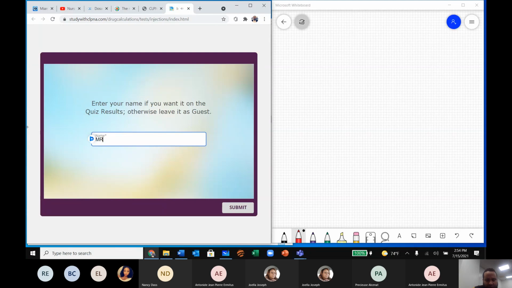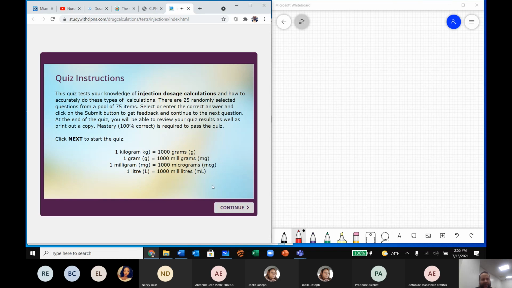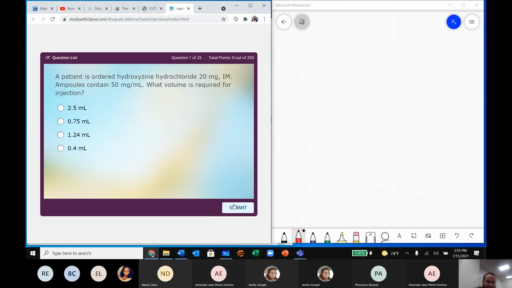This is basically the information that everyone needs to know. 1 kilogram has 1,000 grams, 1 gram has 1,000 milligrams, 1 milligram has 1,000 micrograms, and 1 liter is 1,000 ml. This is more or less the basic information that everyone needs in order to solve all those exercises.